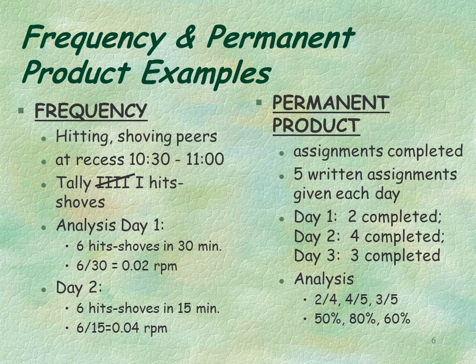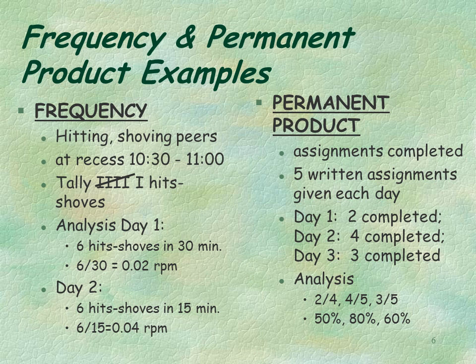Often we're going to convert frequency into rate. You calculate rate by taking the frequency of a behavior and dividing it by some unit of time. And it tells you how many events or how many times the behavior occurred per unit of time. So 0.4 means that it's happening significantly less than once per minute.